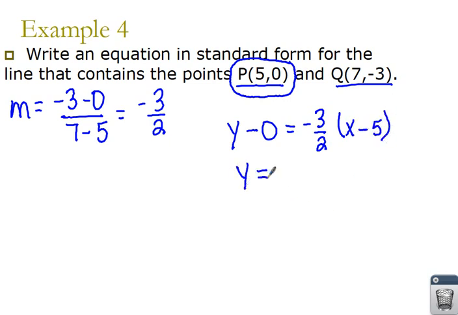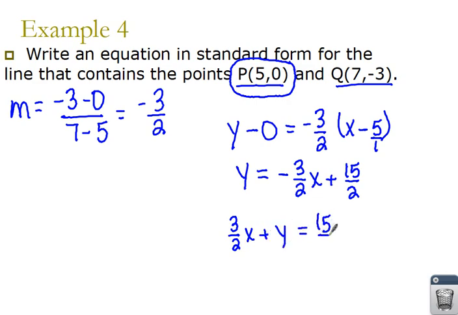So we already have y equals. We just have to distribute. Okay, so we distribute that. And then -3/2 times -5 is 15/2. Think of this 5 as over 1, multiply the tops together, multiply the bottoms together. So now we have slope-intercept form already. Now we're going to go to standard form, so we need to add the x back over. So we get 3/2 x plus y equals 15/2.